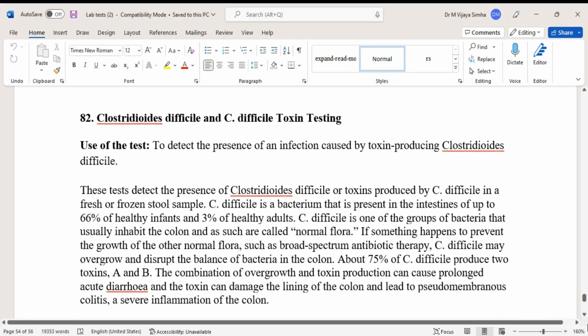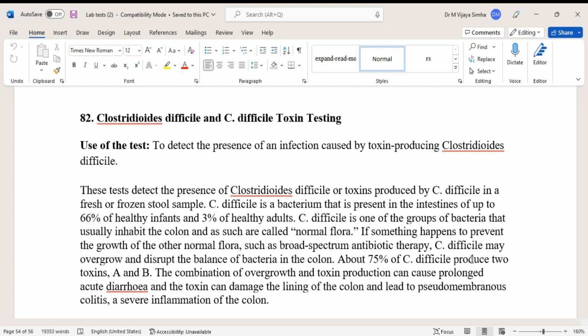Hello guys, today we are going to discuss a test called Clostridioides difficile and C. difficile toxin testing. The test is used to detect the presence of an infection caused by toxin-producing Clostridioides difficile. These tests detect the presence of Clostridioides difficile or toxin produced by C. difficile in a fresh or frozen stool sample.